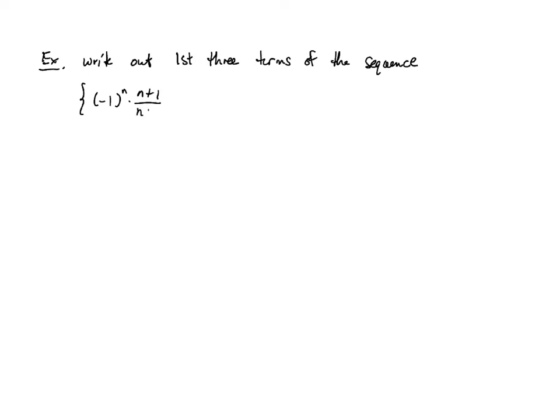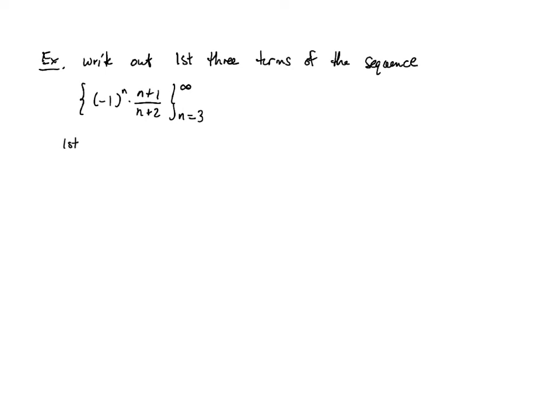So, for example, we could be asked to write out the first 3 terms of a sequence, and the sequence that I want to consider here is (-1)^n times (n plus 1) over (n plus 2). Okay? And note the change up here. This sequence ranges from n equals 3 to infinity. And that tells me that the starting point is not going to be n equals 1, but it's going to be n equals 3.